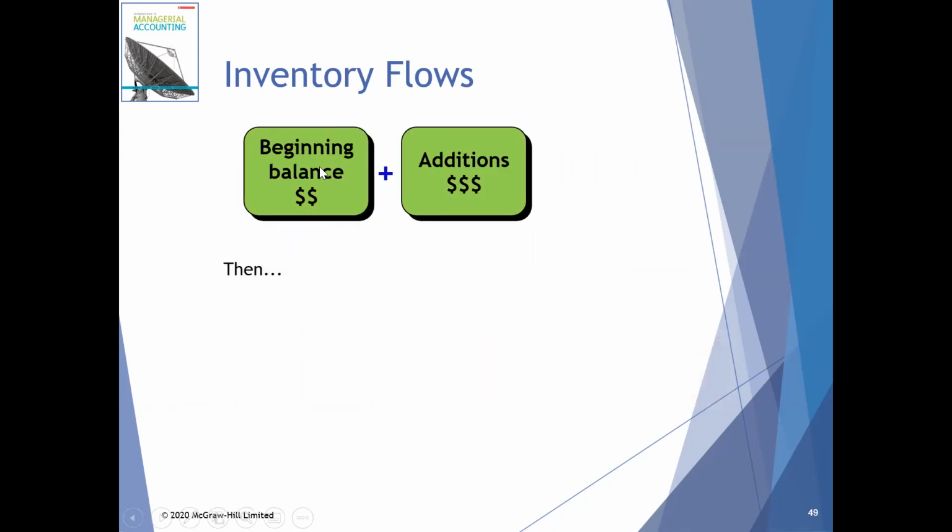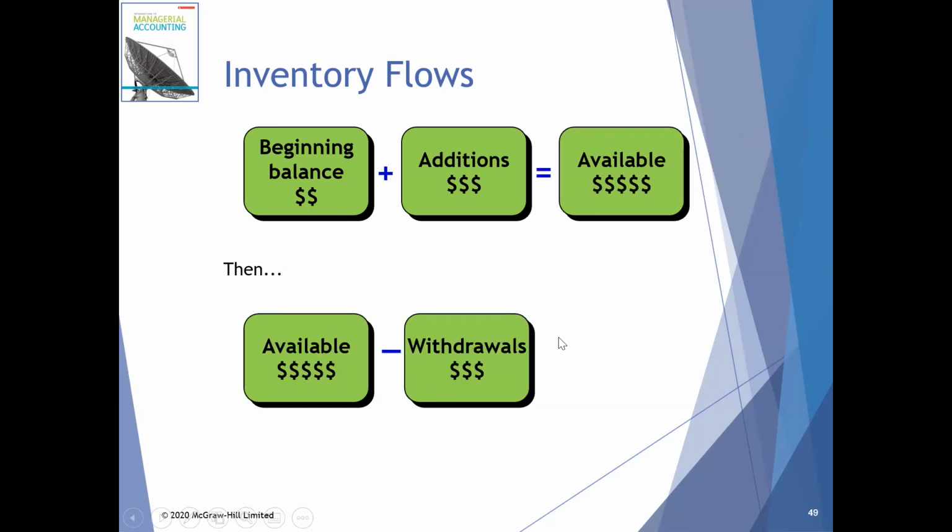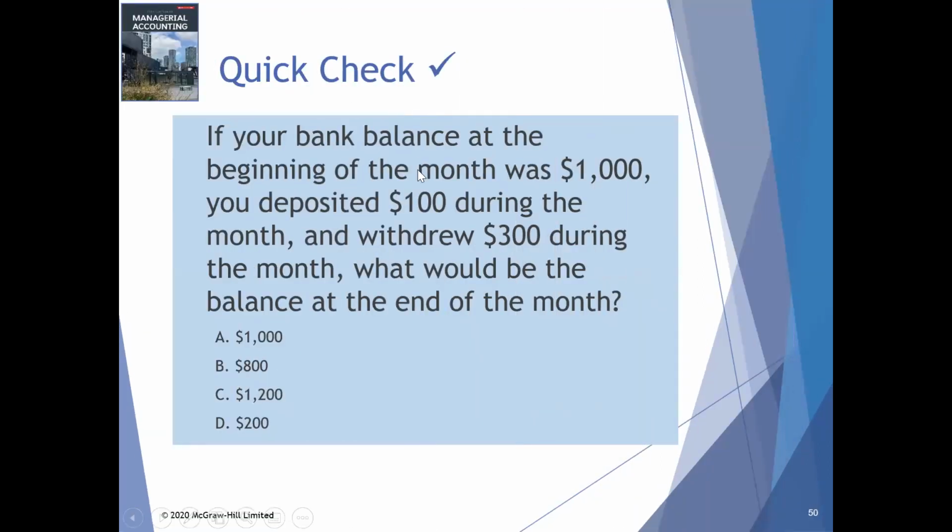Inventory flow. Look at this. Beginning balance plus additions is equal to available. Then available minus withdraw is equal to ending balance. Look at this. If the bank balance at the beginning of the month was 1,000, you deposited 100 during the month, and withdrew 300 during the month, what will be the balance at the end of the month? Write the answer quickly in the chat box.